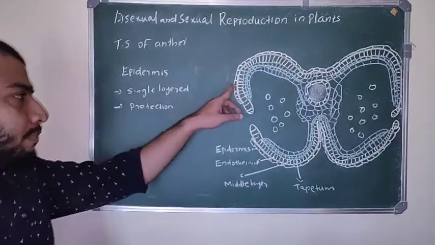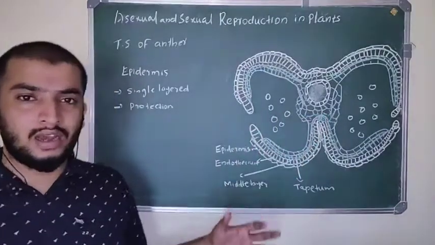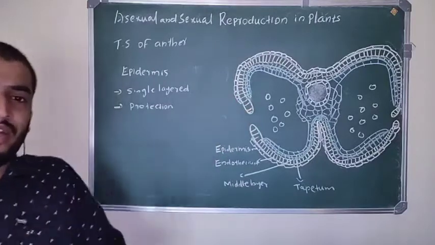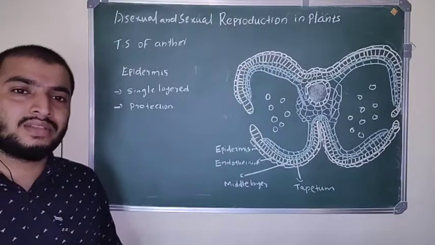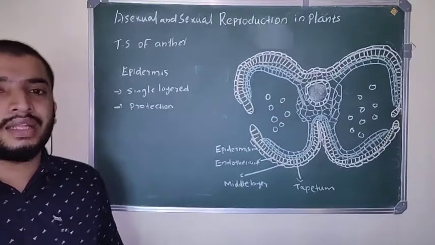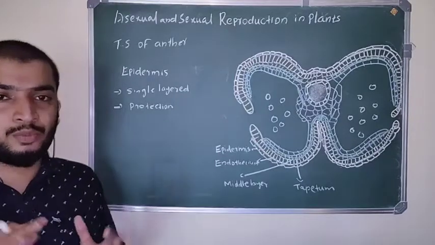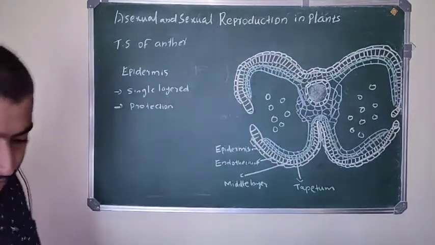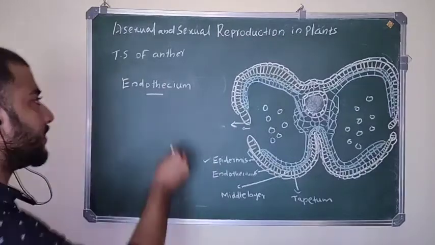Okay, and the epidermal cells divide continuously because the inner tissues enlarge. To cope with that, the epidermis divides repeatedly again and again. So these are the points about the epidermis. It is the outermost layer of the anther wall, its function is protection, and it is single layered. Remember these points. Then after the epidermis, the next layer is the endothelium.